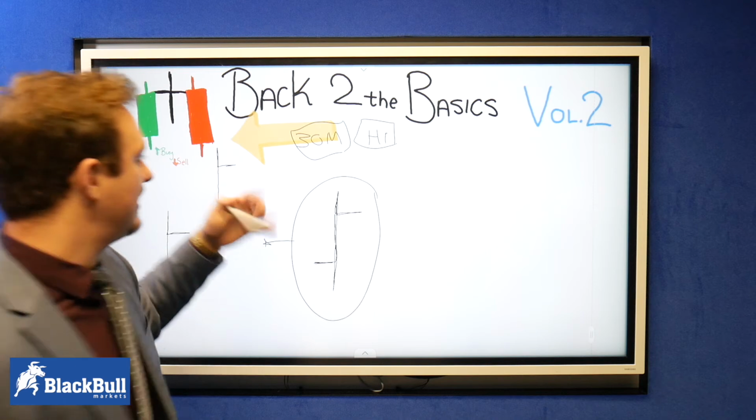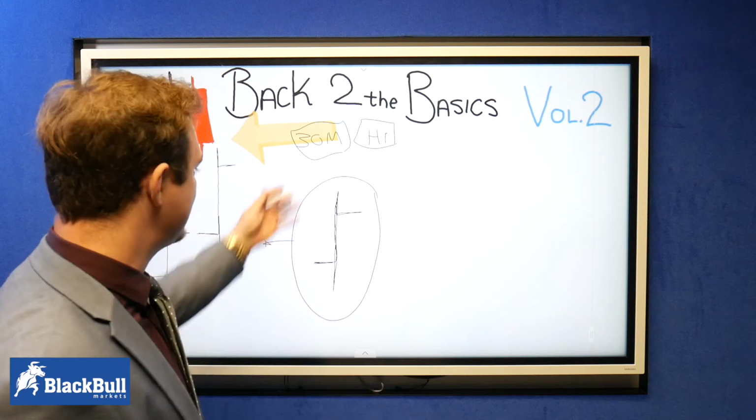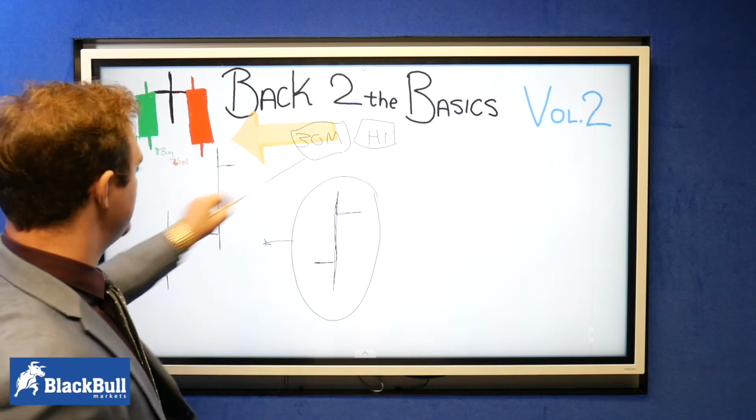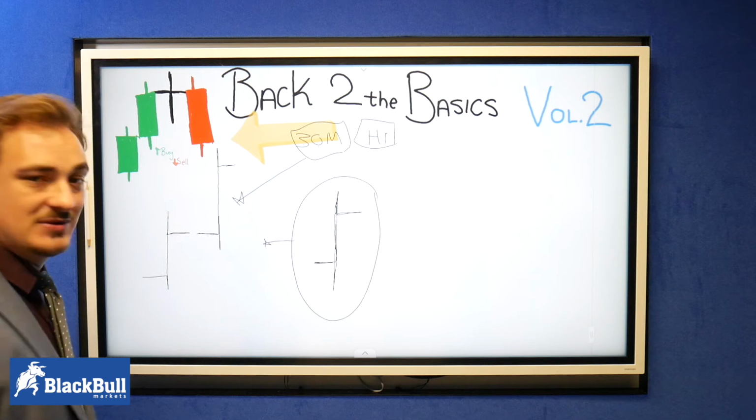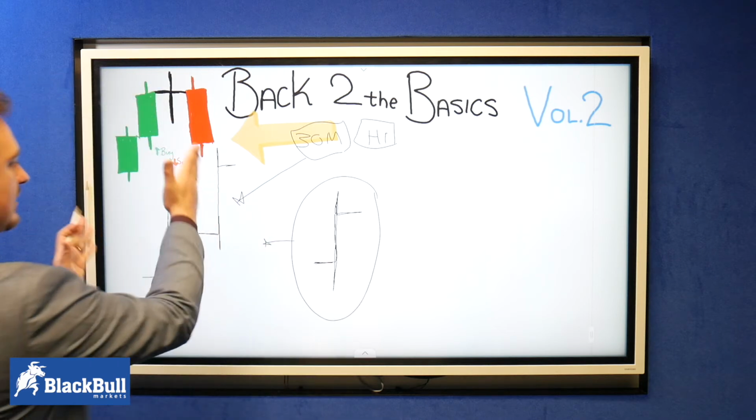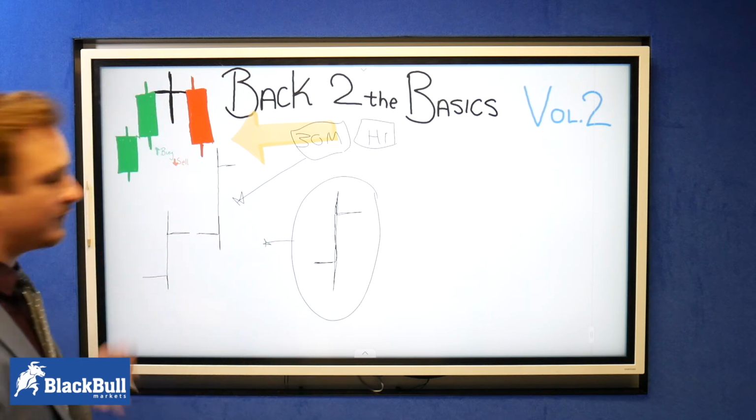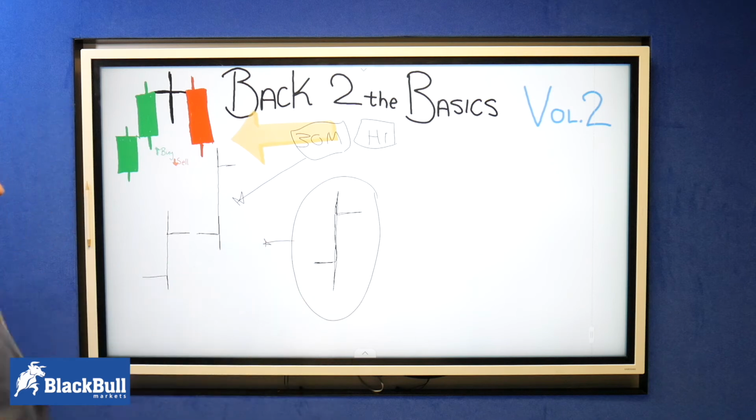Obviously, 30 minutes times 2 equals 60, which gives us an hour. So there will be 2 30-minute candles inside of an hourly candle. Each of these 30-minute candles represents 30 minutes of price movement, and 2 of them represent an hour's worth of price movement.